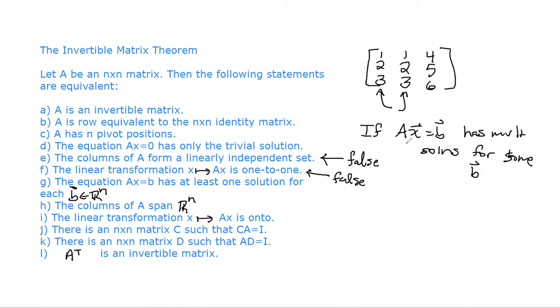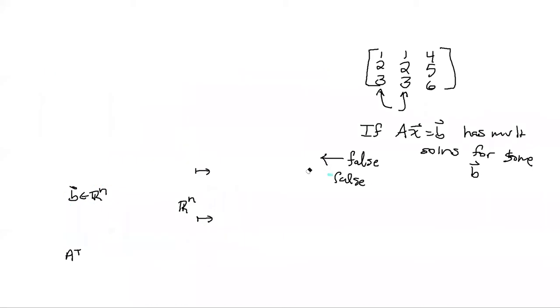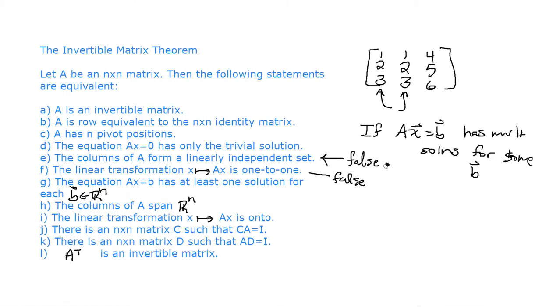I know that the columns are linearly dependent. I know that this isn't an onto function. I know that its transpose isn't invertible right off the bat. Oh, yikes. Let's undo that. I'm back. Okay. I'm not going to erase that in case I erase the whole theorem.